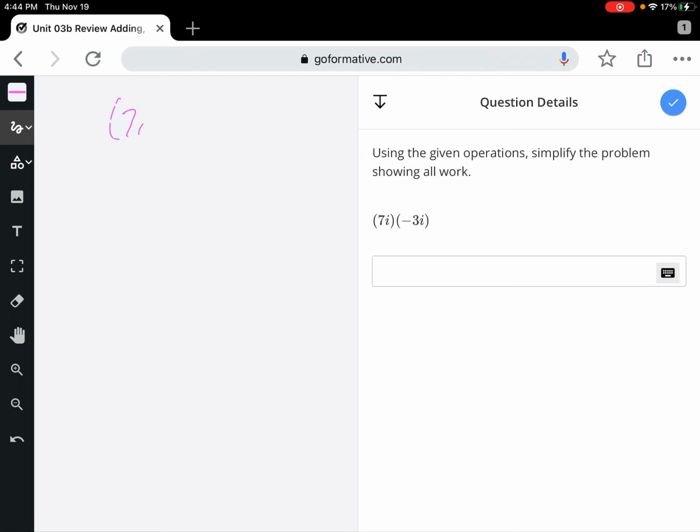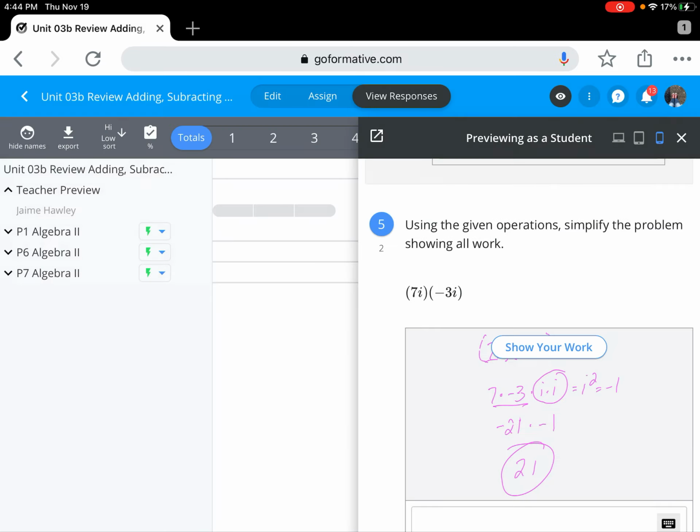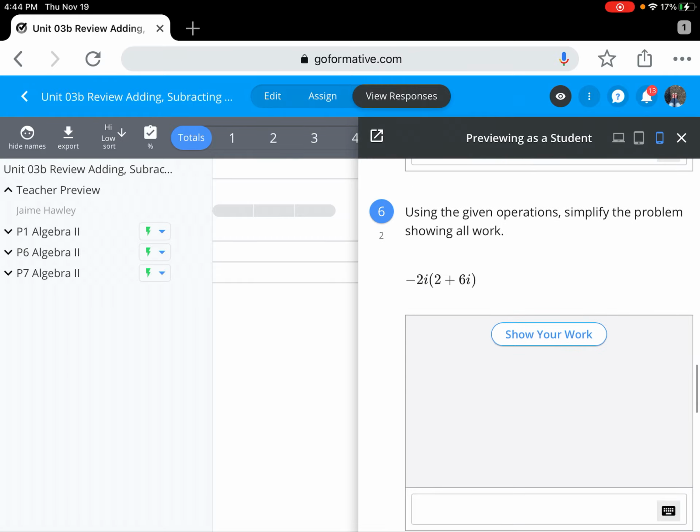Number 5, this is just simple multiplication. We have our 7i and our negative 3i. We multiply 7 times negative 3 times i times i. 7 times negative 3 is negative 21, and I know that i times i is the same thing as i squared, which is equal to negative 1. And so my answer is positive 21.